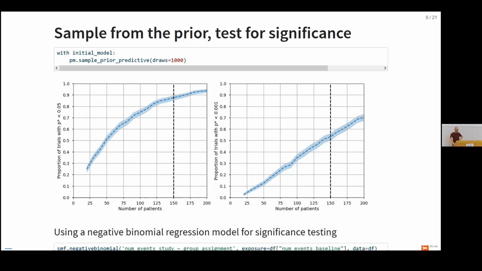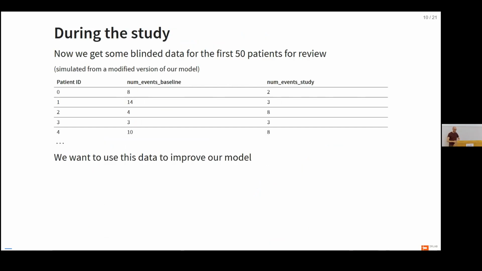Right, so that was all before the imagined study starts. Now let's imagine that we get some blinded data back. Let's assume that we get it back after the first 50 patients have completed the study. Blinded here means that we don't know which patient was from the treatment group and which from the control or placebo group. So we only get these events for each patient.